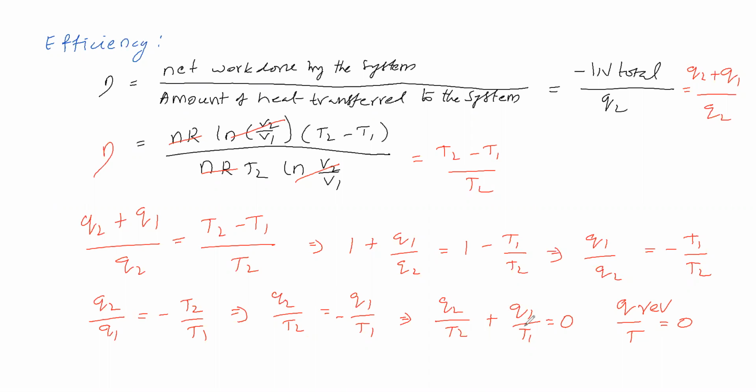Now we have ΣQ reversible/T = 0 for a cyclic process. A cyclic process means the initial state and final state are equal. For that cyclic process, Q reversible by T is equal to 0, which means Q reversible by T is a state function. It is a state function.